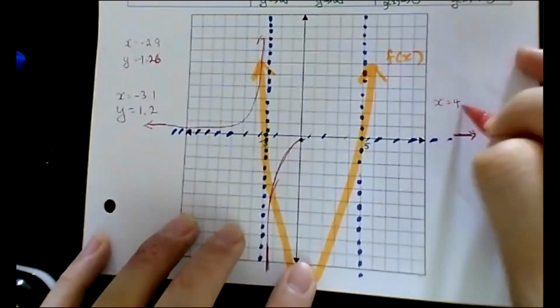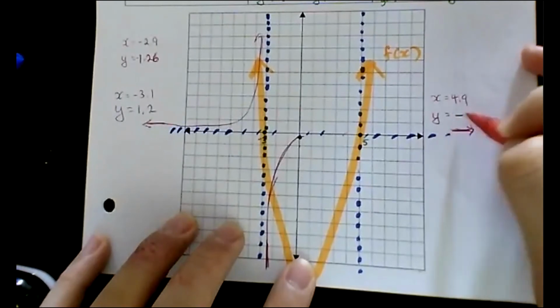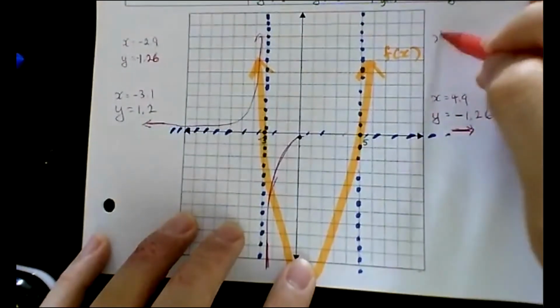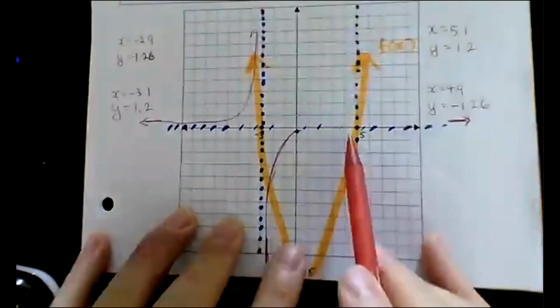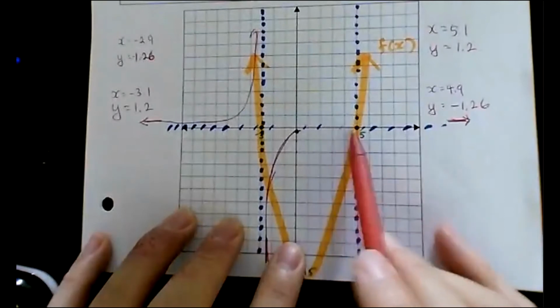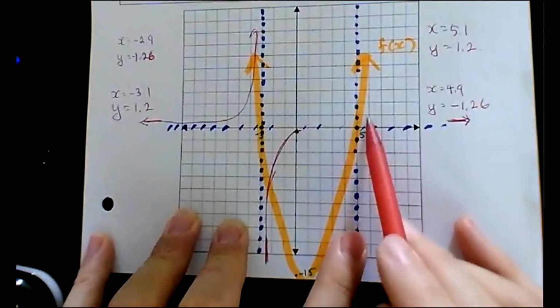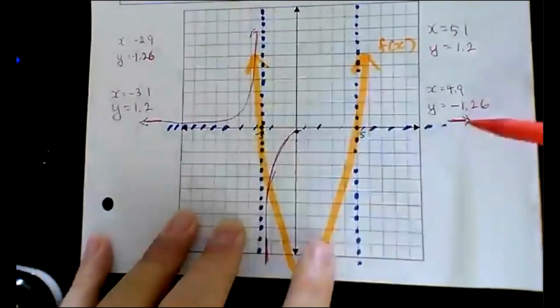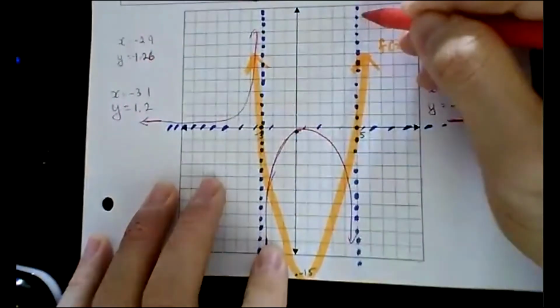So if x equals 4.9, my y value is negative 1.26. And if I plugged in 5.1, we're probably going to get about a 1.2. So if I am to the left, 4.9, right? If I'm to the left of the vertical asymptote, I have to get a negative number. If I'm to the right of the vertical asymptote, I get a positive number. And then I have to finish here. So the only way I can get there is if I do that.